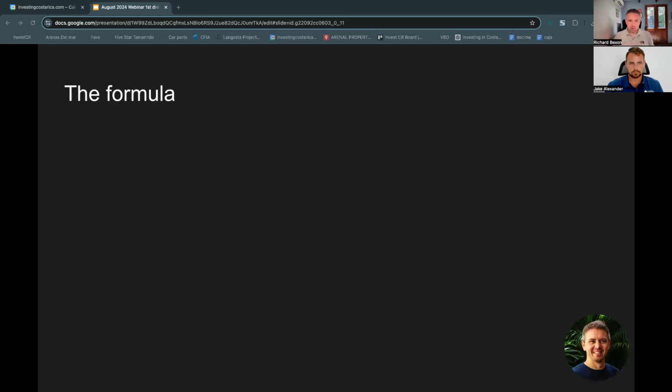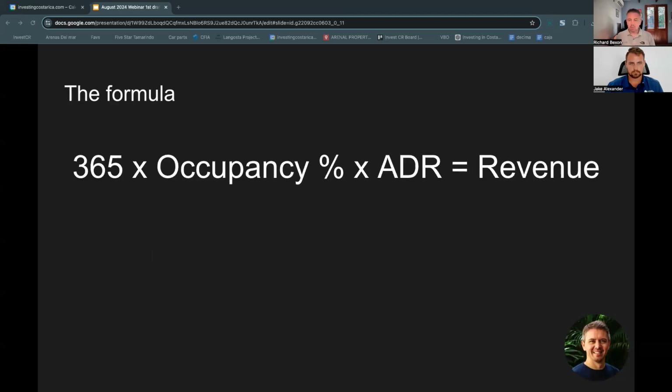So just to summarize here, guys, and apologies if this is very simple, this is the formula for generating revenue in Costa Rica: 365 days a year multiplied by your occupancy percent multiplied by your average daily rate basically equals your revenue. It may sound pretty simple to a lot of you. Maybe for some of you, you've never seen it typed out like that. But these are the variables here.